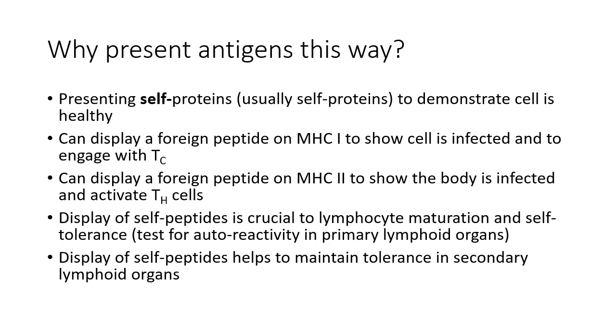Displaying those self-peptides is also really important during lymphocyte maturation, so we'll see a lot of role for this when we look at the next chapter about T cell development. And it helps to maintain tolerance in secondary lymphoid organs. That means it helps keep the immune system quiet and not attacking our tissues. Apparently, our lymphocytes critically need to see bits of normal proteins, and if they don't see that, then things start getting kind of screwy.